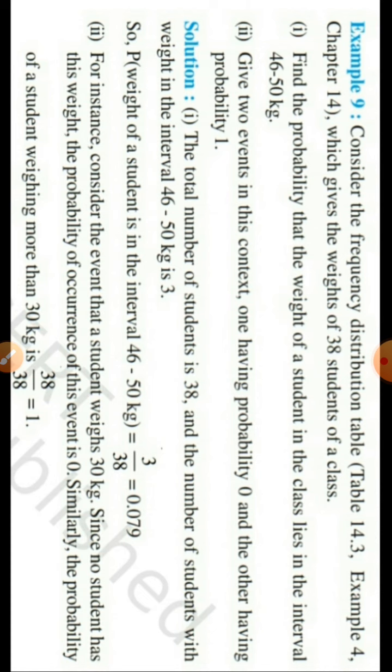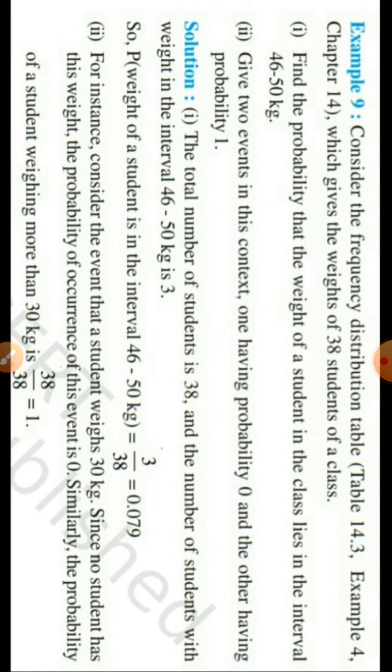Number of favorable outcomes equals 3. Total number of outcomes equals 38. Otherwise, you can write: number of students whose weight is in 46 to 50 is 3, and total number of students is 38. Either you can write in general language, otherwise in specific language. Now P(A) equals m upon n, 3 upon 38. So that is our answer.